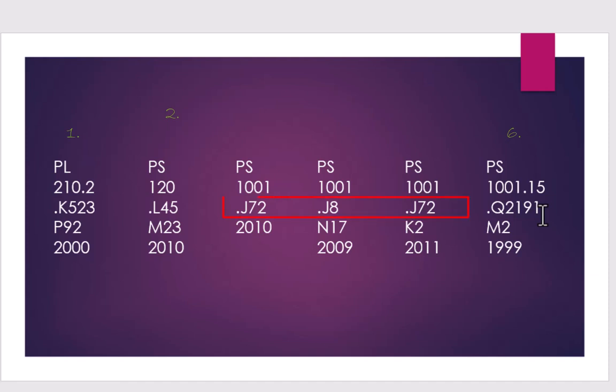Now we'll look at the cutter numbers, and it's all decimals from here on down. That means that point J8 can also be read as point J80. It's greater than the point J72s, so we'll move it to the end.